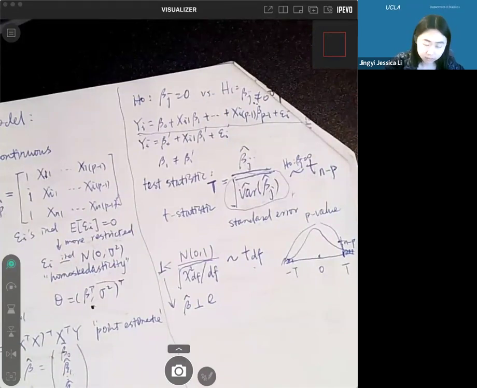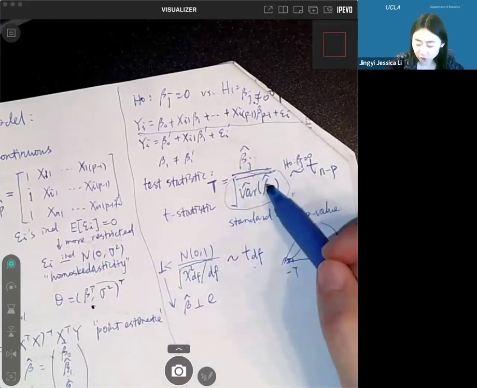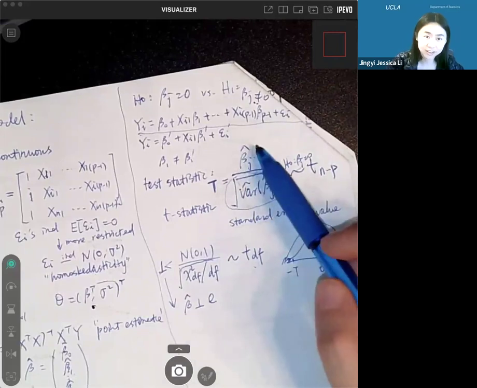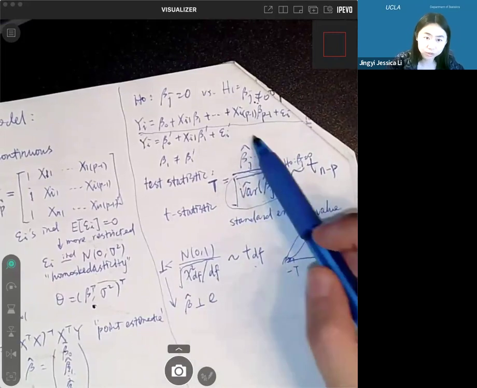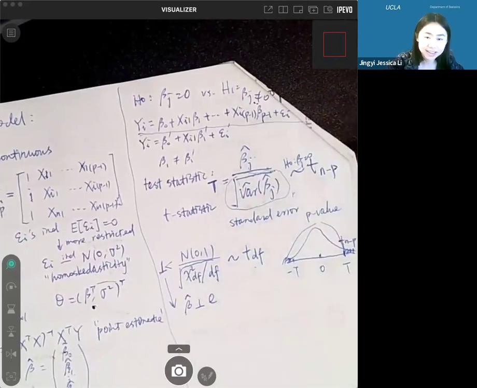That's exactly right. If you know sigma square, the denominator becomes known, then you only have randomness in the numerator, which is normal distribution, then you can do a z-test. That's completely right. But this is only possible in theory. In practice, you would never know sigma square unless you're doing simulation. But for real data, you will never have that. Okay, I hope that answered the question.